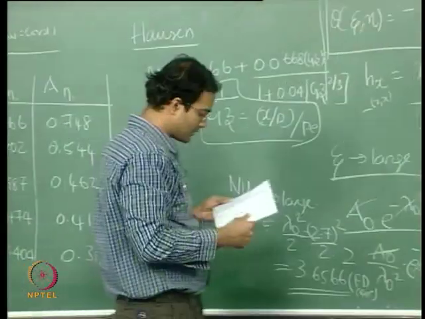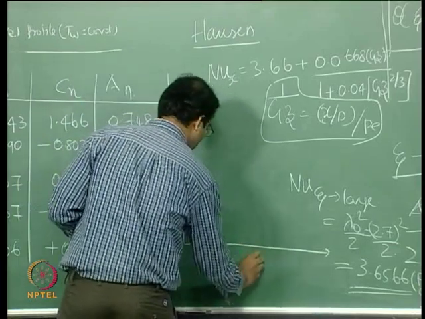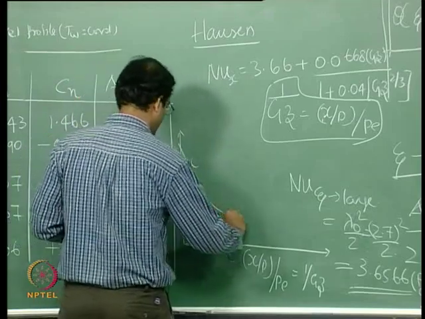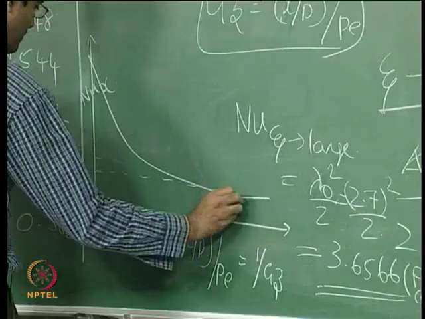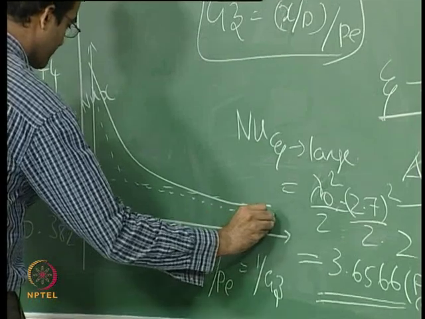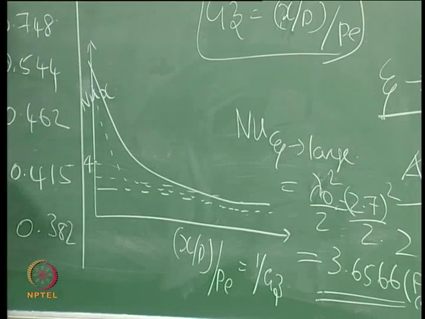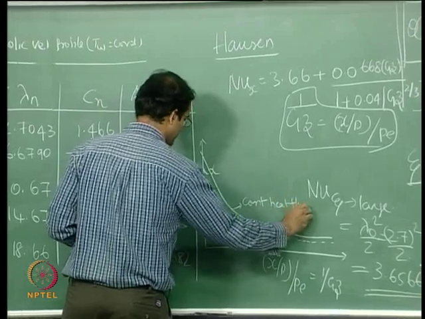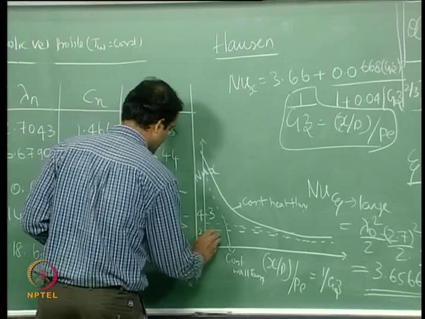If you want to plot the axial variation of the local Nusselt number with respect to 1 over Graetz number, you will find that this is for the constant heat flux case. Anybody remember what is the asymptotic solution? 4.3 roughly. This is for the constant heat flux, and this dotted line here is for constant wall temperature, and the asymptotic case leads to the value of 3.6.